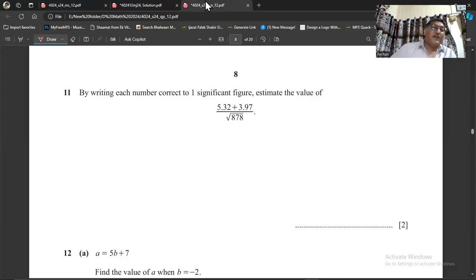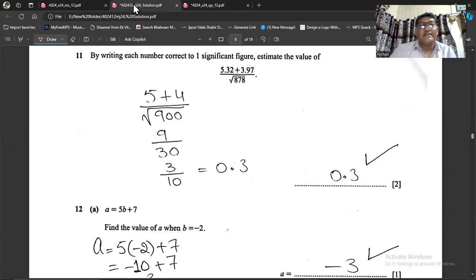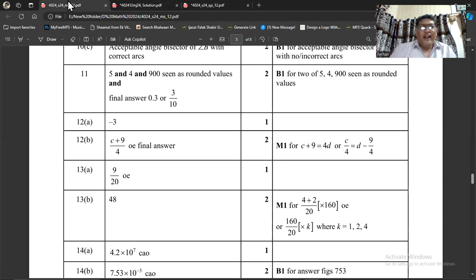So we will convert 5.32 and 3.97. So 5.32 is 5 and 3.97 is 4. 878, I will round it off to 900 because I have to take its square root. So 4 plus 5, that is 9. And the square root of 900 is 30. So you can cut them with the 3. So 3 by 10, which means 0.3. So my estimate is 0.3, and that is right.